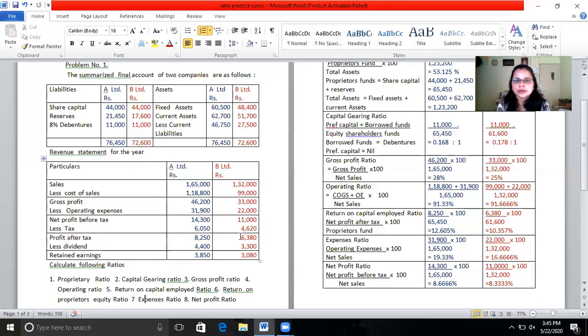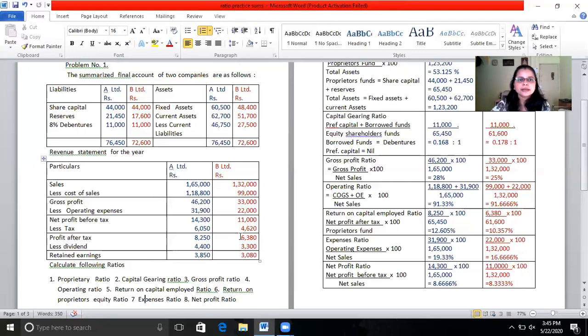Last ratio is net profit ratio. Here we have to take net profit before tax upon net sales into 100. So net profit before tax as per the problem is 14,300 upon 1,65,000, our net sales, into 100. That is, our answer will be 8.67%. For B Limited, net profit before tax is 11,000 upon net sales 1,32,000 into 100 equals 8.33%. So that will be our problem.